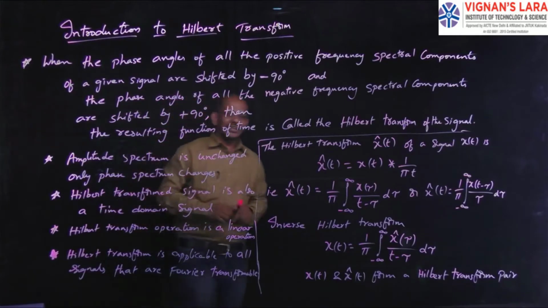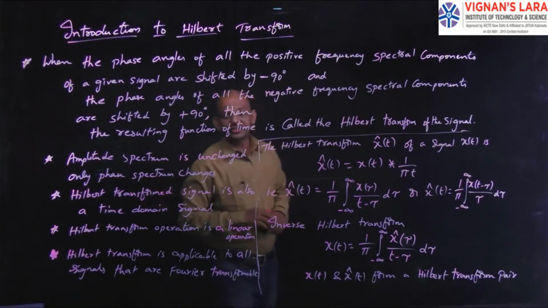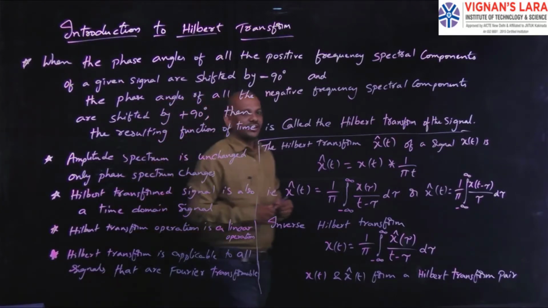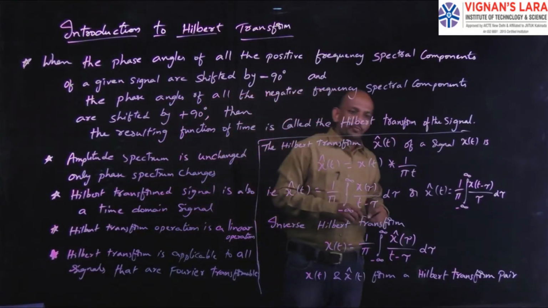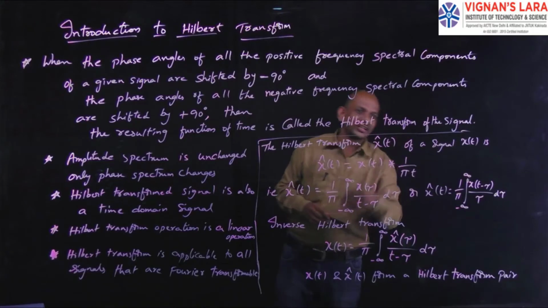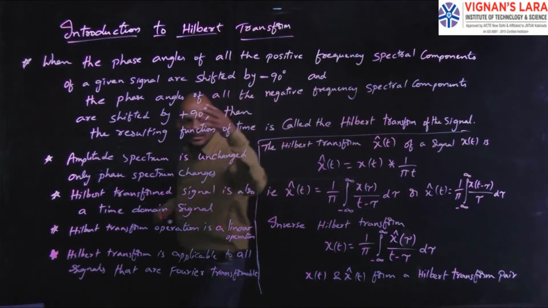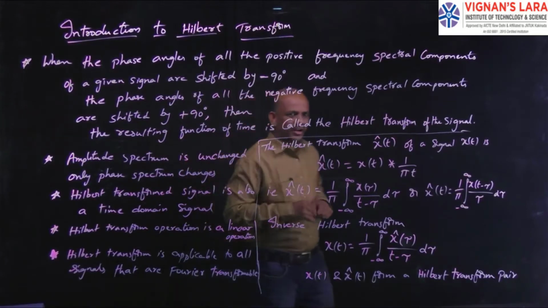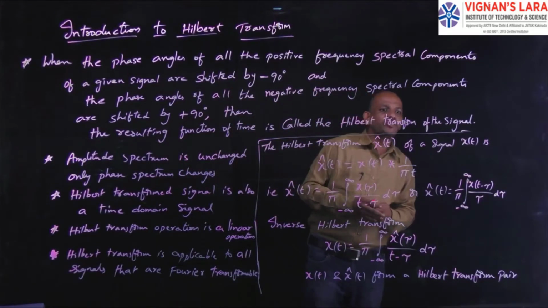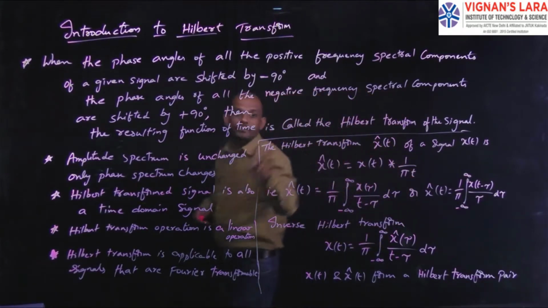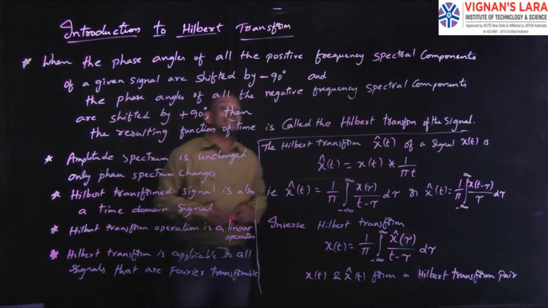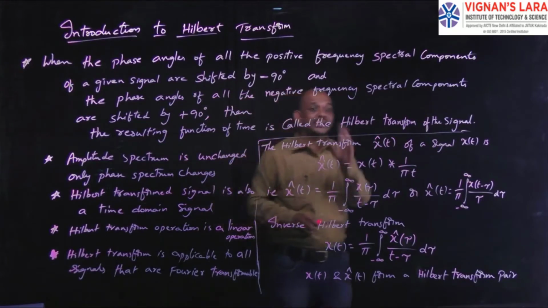An important one: the Hilbert transformed signal is also a time domain signal. That means, consider a signal x of t and perform a Hilbert transform on that signal. The resultant signal will also be in time domain. Whereas if you consider the signal x of t and perform Fourier transform and find x of omega, that x of omega will be in frequency domain, whereas the Hilbert transform will be in time domain.